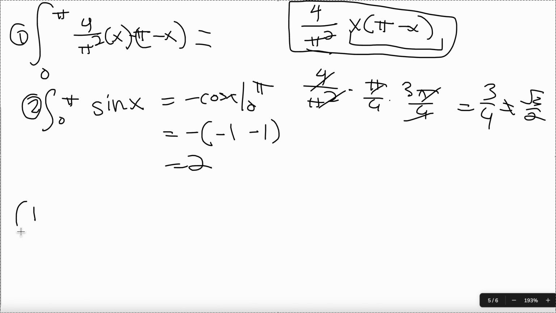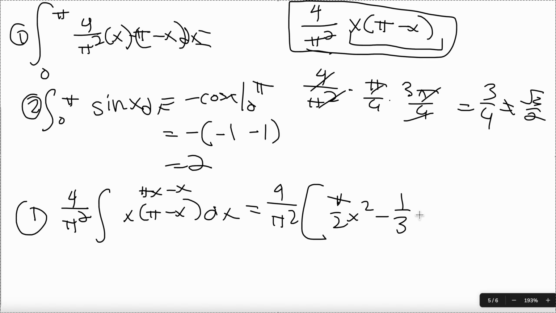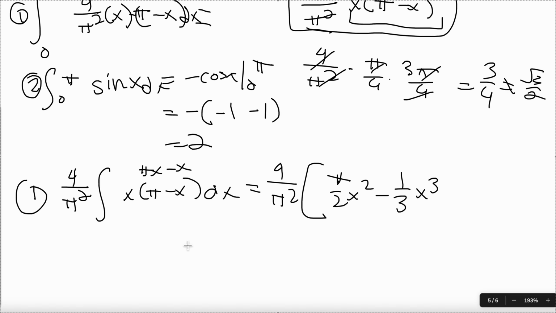So for number 1, I can take out the 4 over pi squared, and then we get x times pi minus x dx. Oh, I forgot the dx is here. And we just integrate this. So this is going to be pi x minus x squared, so it's going to equal 4 over pi squared times pi over 2 x squared minus 1/3 x cubed, from 0 to pi.